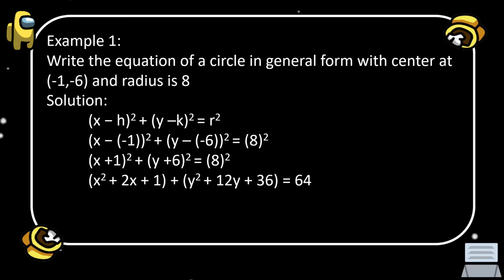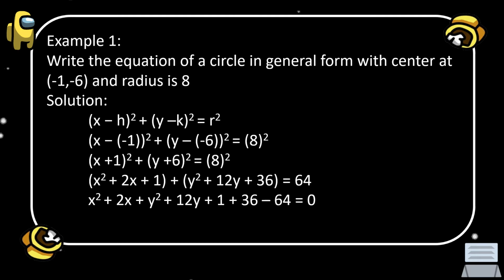Then for the quantity (y plus 6) squared, when we expand that one, it becomes y squared plus 12y plus 36. Because y times y is y squared, then 6 times y is 6y, then y times 6 is 6y, plus 6 times 6 is 36. So when we combine all similar terms, we have y squared plus 12y plus 36 is equal to 8 squared, meaning 8 times 8, the result is 64.